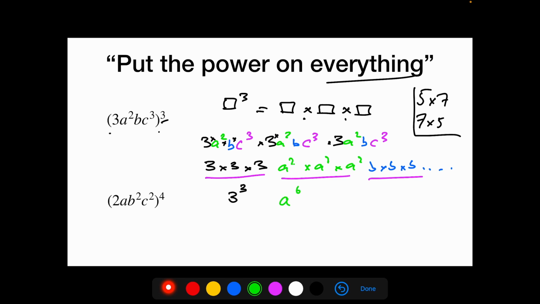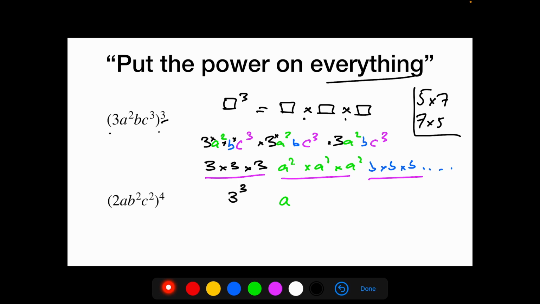So what's the reason for that? You might remember something like this: you multiply those powers. That's where that's coming from. So we're putting the power on everything. We're putting that power of 3 on the 3, on that a squared. We're going to put the power of 3 on everything.